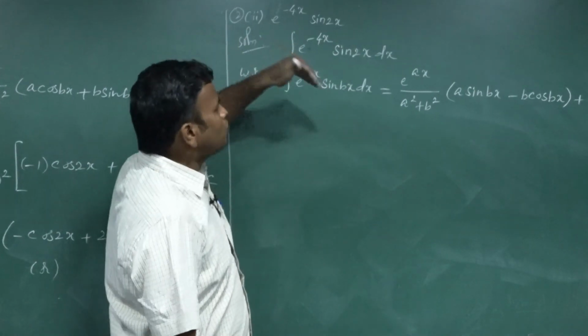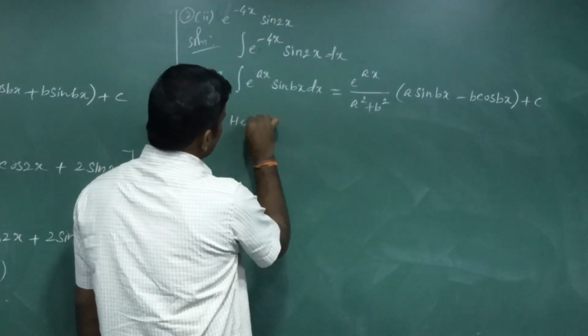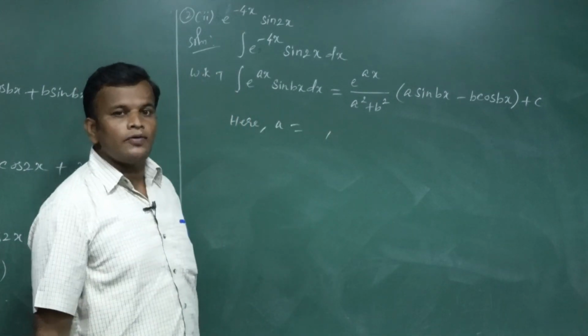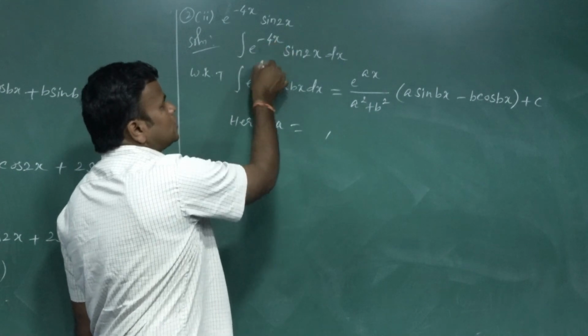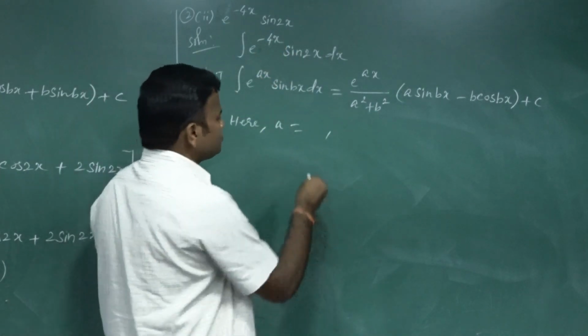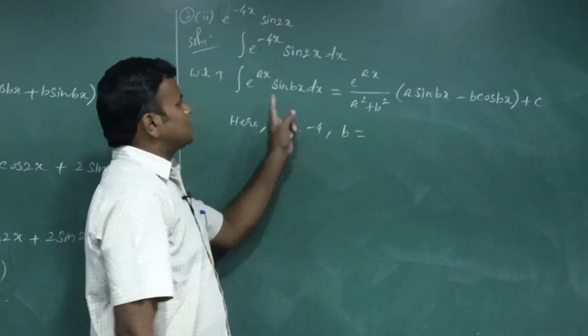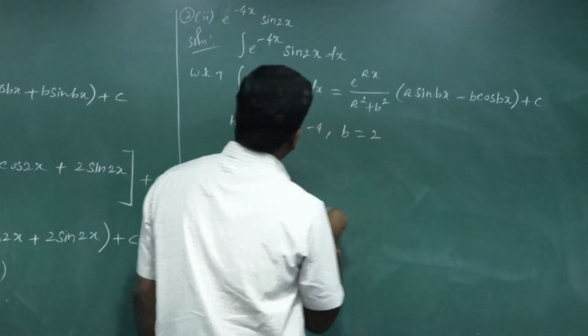Okay, now compare the formula to the given sum. What is the value of a? The value of a is e power ax, e power minus 4x. The value of a is minus 4. The value of b is sin bx. In place of b here, 2. So the value of b is 2.